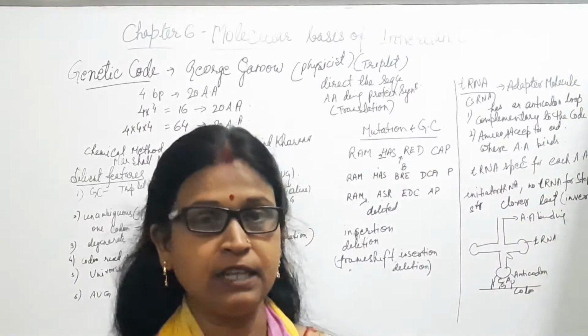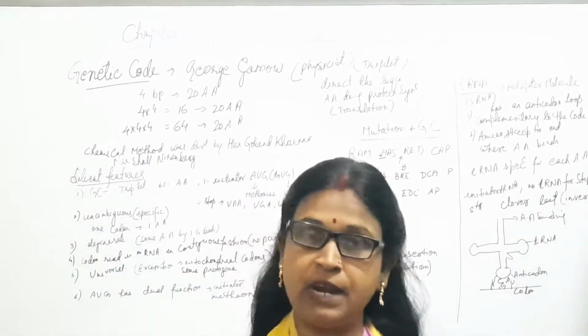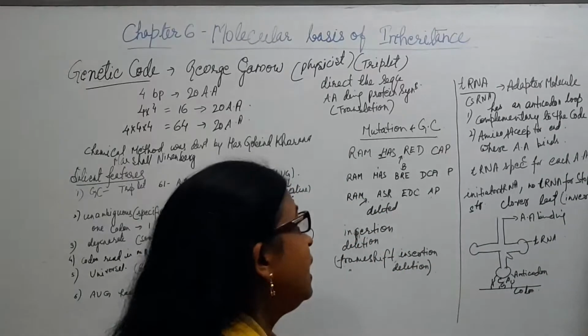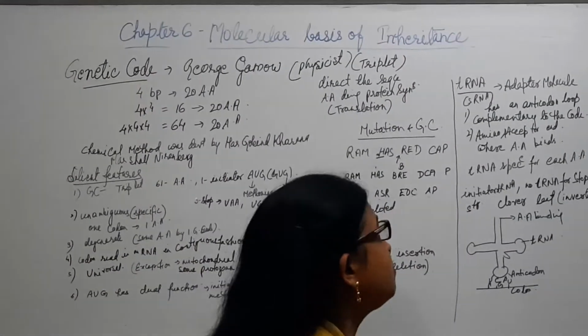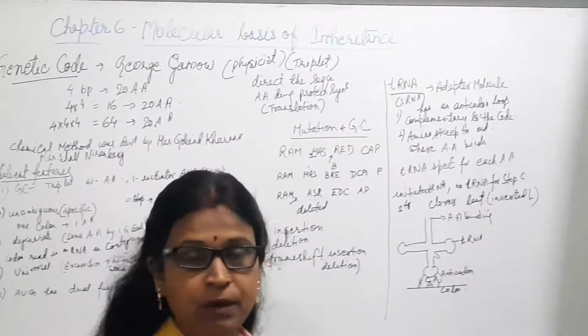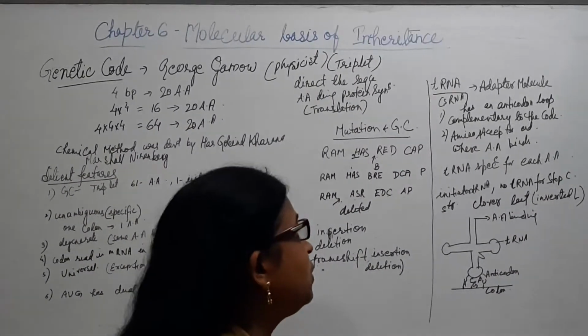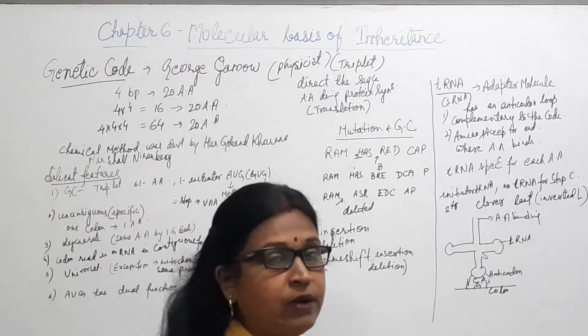All these will result in the mutation, and this mutation may give rise to a big drastic change in the phenotype as well as genotype. Now, what is tRNA? It is also known as the adapter molecule. Its other name is soluble RNA, also sRNA, and it acts as the adapter molecule. The structure of this tRNA is known as the clover leaf model.